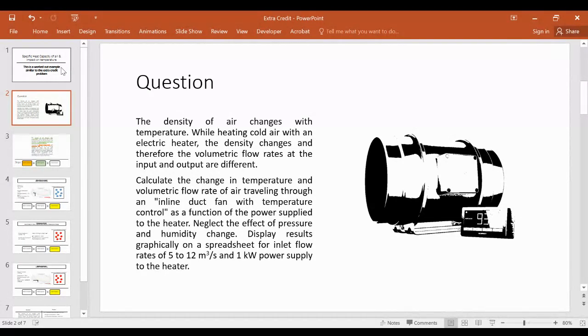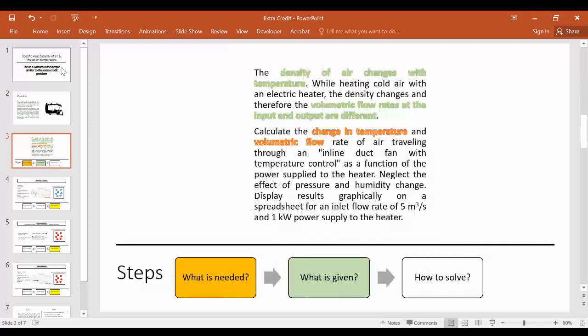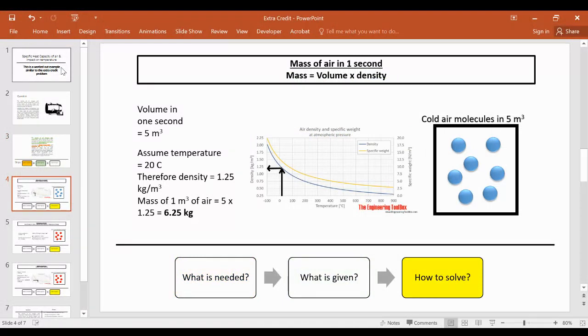So here we are looking at a problem where you have 5 cubic meters of air per second going through a large vent, and you're heating this air, and the temperature of the air goes up, and the volume that it occupies also changes because the air is now warmer, and the density has changed. So how do we put some numbers here? What we would like to see is how much does the temperature change, and what is the impact on the volumetric flow rate of air as it goes through.